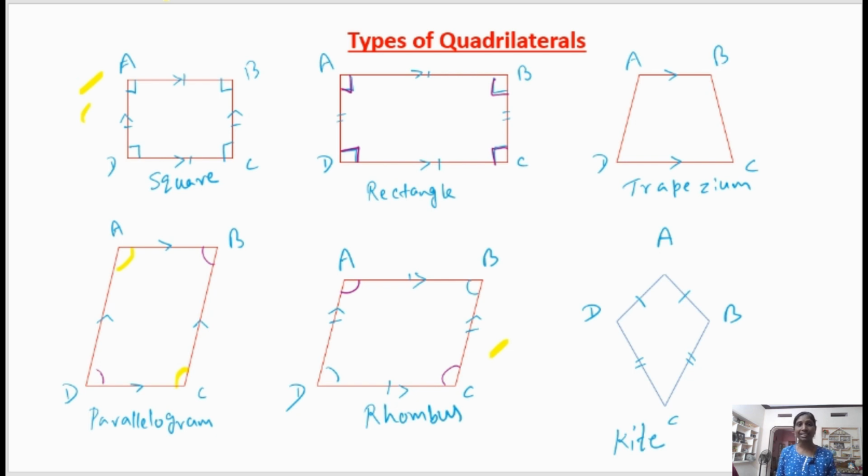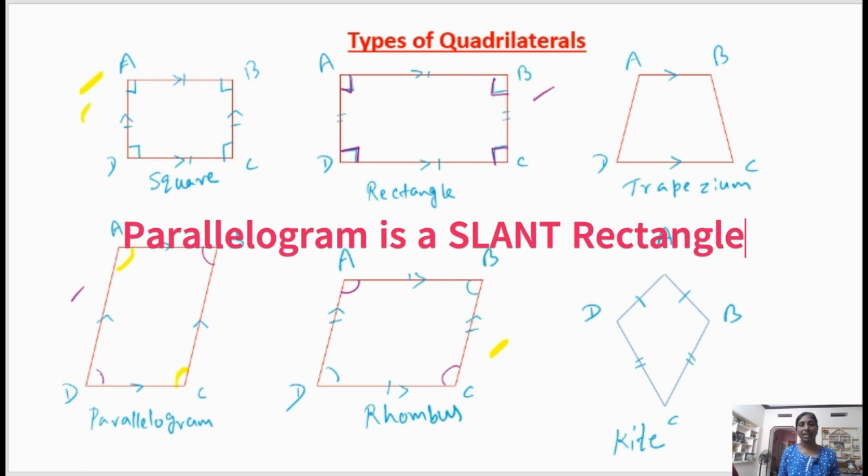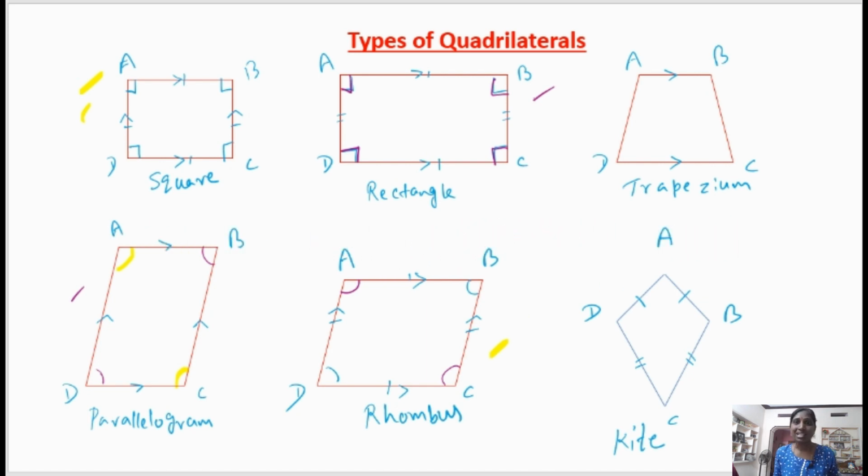And see the rectangle and the parallelogram. In a rectangle, all the angles are equal to 90 degrees. And in a parallelogram, opposite angles are equal but not equal to 90 degrees. Here, a slant rectangle is called a parallelogram. See, in a parallelogram also slant lines are there. A slant square is called a rhombus. A slant rectangle is called a parallelogram.